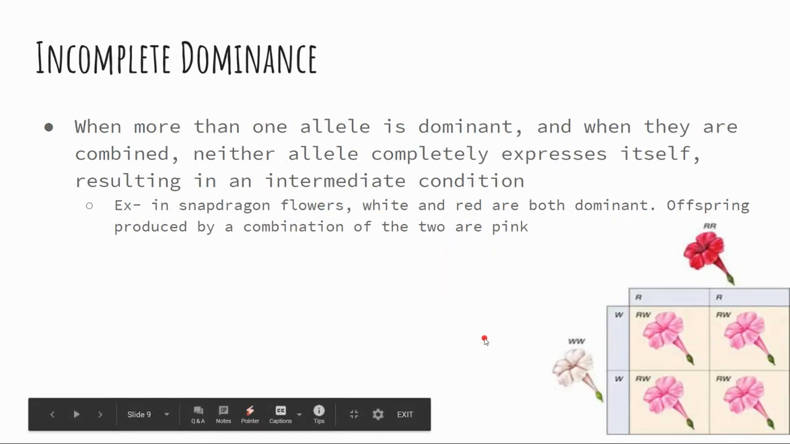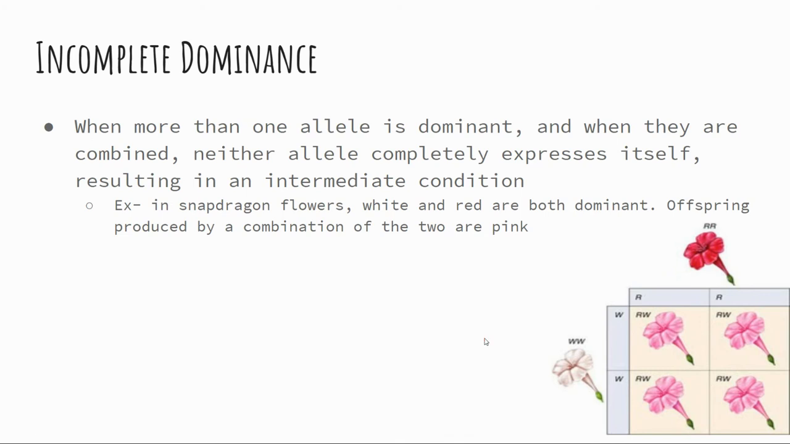Incomplete dominance is when more than one allele is dominant, and when they are combined, neither allele completely expresses itself, resulting in an intermediate condition. For example, below, in a certain type of flower, snapdragons, we see that red and white are both homozygous dominant. What happens if you cross-pollinate between these two when there's no recessive trait? Which one wins out? Well, in this particular organism, neither one won out. They blend into a pink color. There are some organisms where one trait may be favored more than others, even though they're both dominant. But we also see this idea here of incomplete dominance.